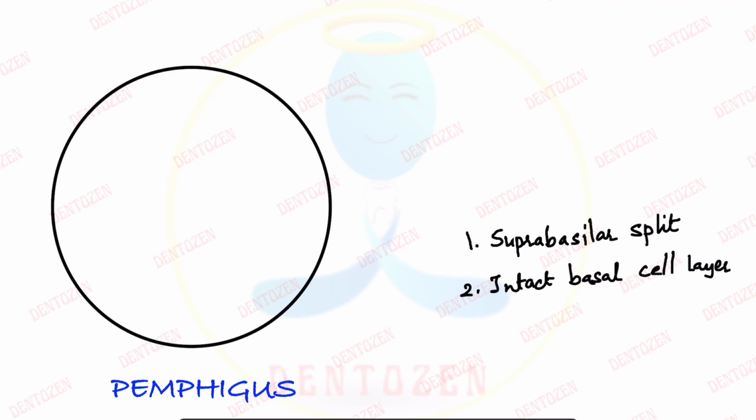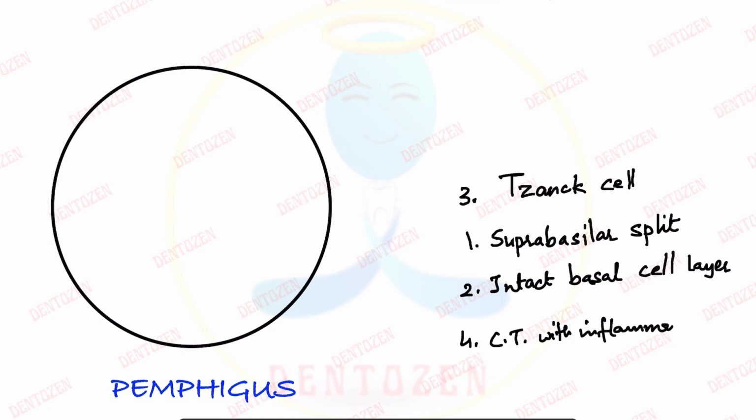Now these cells which are lying freely in this space, the cells that have separated, which are lying freely in this space which has been created above the basal cell layer, they are known as Zank cells. That is another important point about the histopath of pemphigus. And the connective tissue will contain inflammatory cells. And all these changes are seen in the stratified squamous epithelium of the oral mucosa, or it can be the skin. Stratified squamous epithelium.